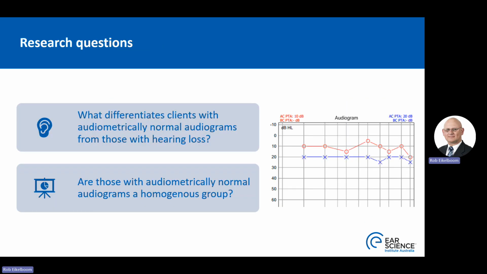Our questions were, what differentiates those who are audiometrically normal from those with hearing loss? And are those who are audiometrically normal, let's say they have subjective hearing loss, are they a homogeneous group?